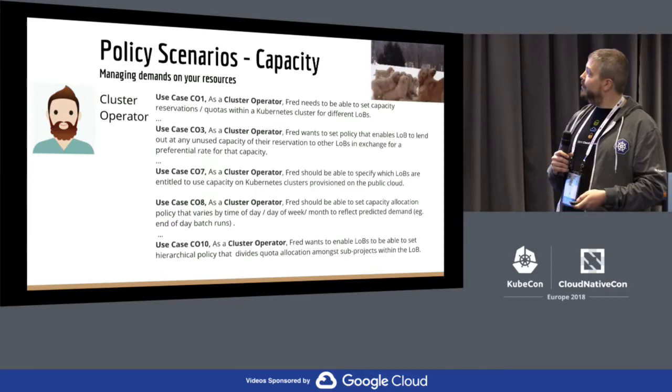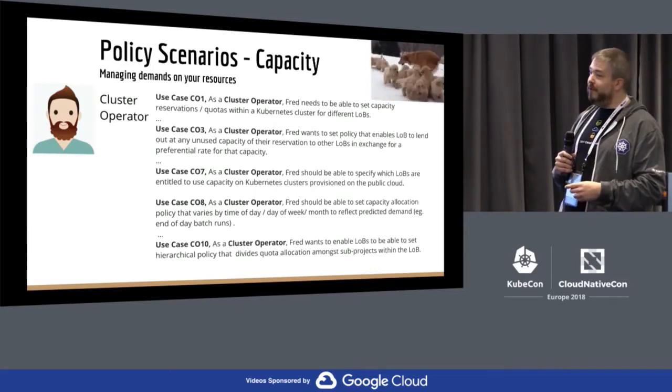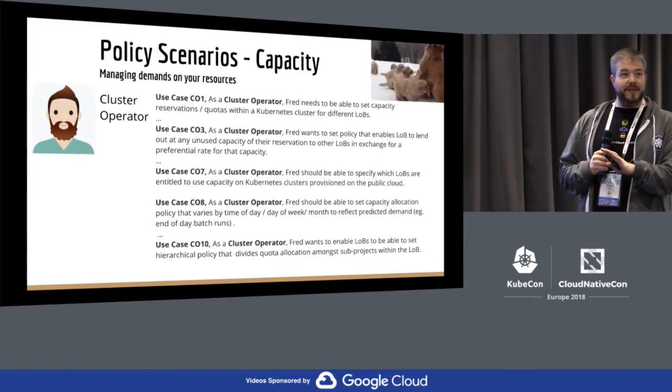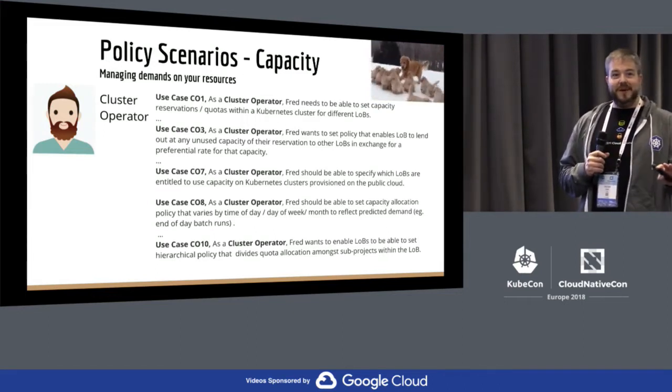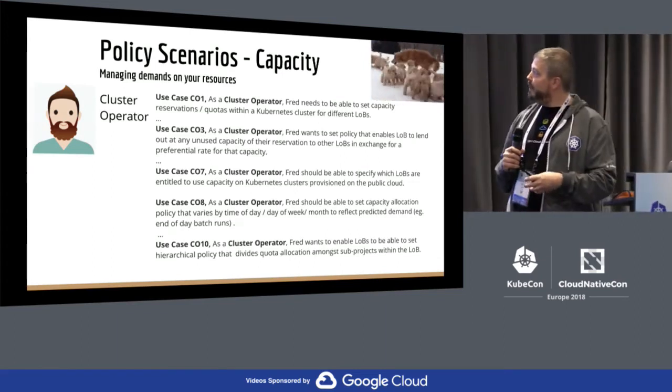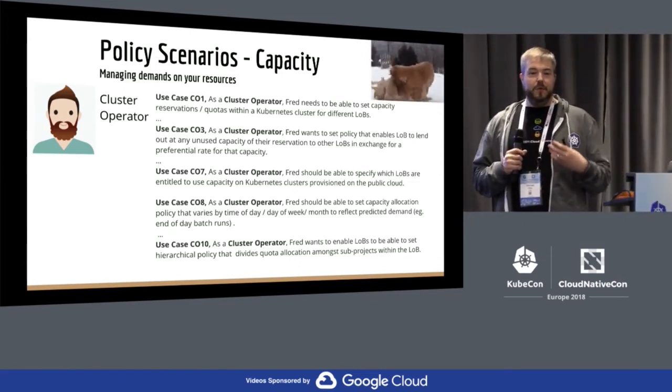The next scenario here is about capacity, or how to manage demands on your resources. So there's a puppy GIF in case you don't like cats. No? All right. In any case, the capacity management is really, again, about this dynamic quota management.